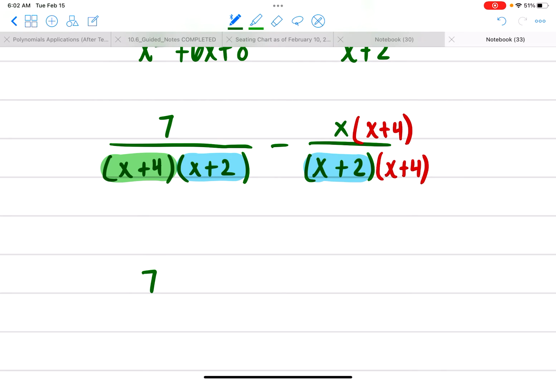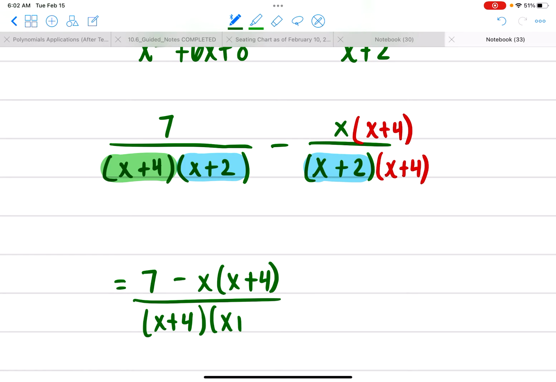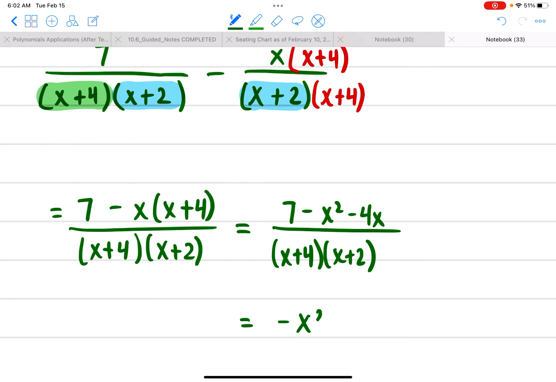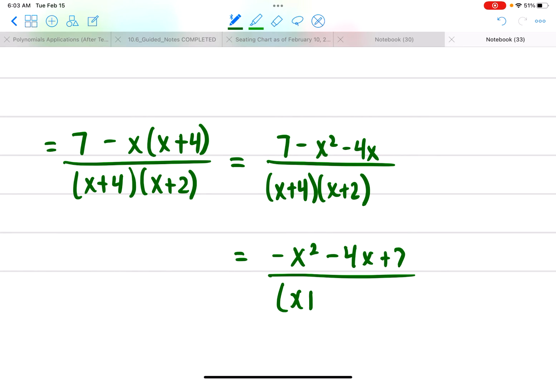So this would be 7 minus x times x plus 4 over x plus 4 times x plus 2. You can put this into Delta Math here, but they probably want you to actually multiply that top part there. So I'm guessing they probably want 7 minus x squared. We're going to distribute this minus x here. So minus x squared minus 4x over x plus 4 times x plus 2. We typically like you to rewrite it in standard form here. So we want negative x squared minus 4x plus 7 over x plus 4 times x plus 2.